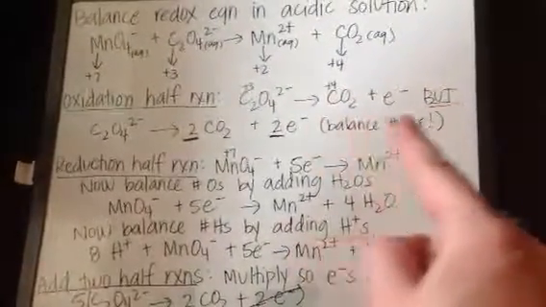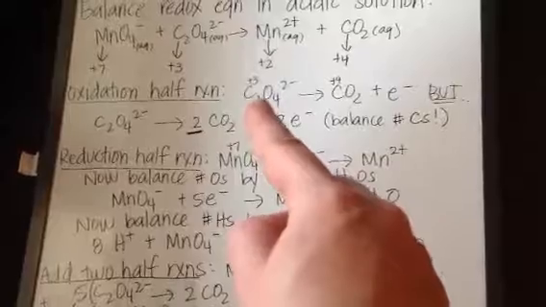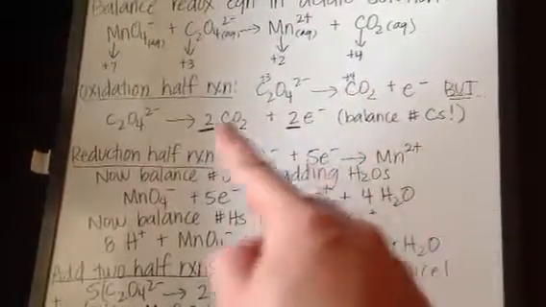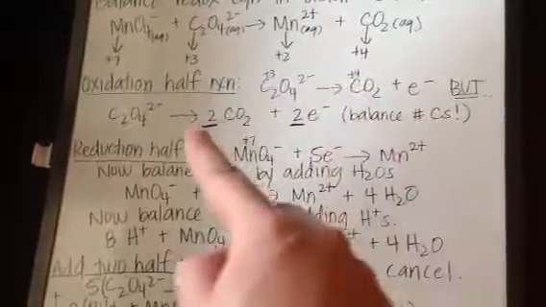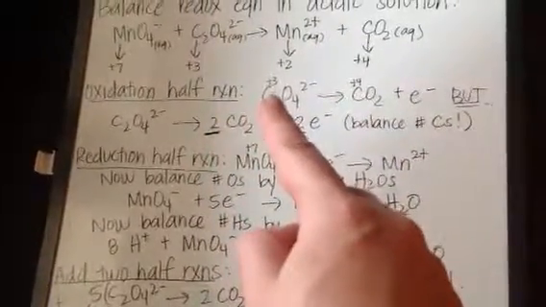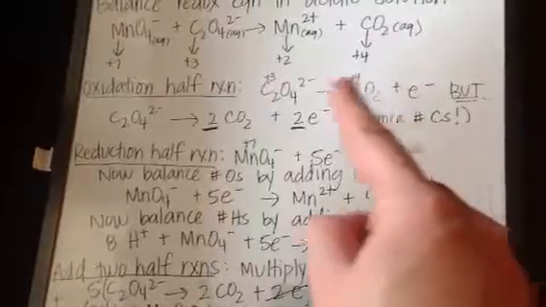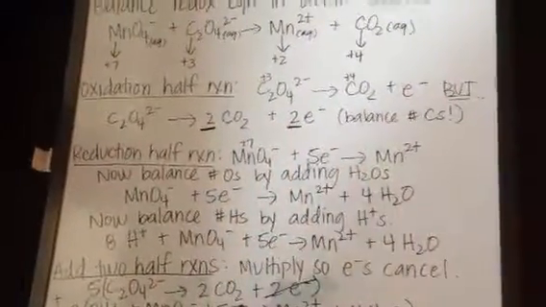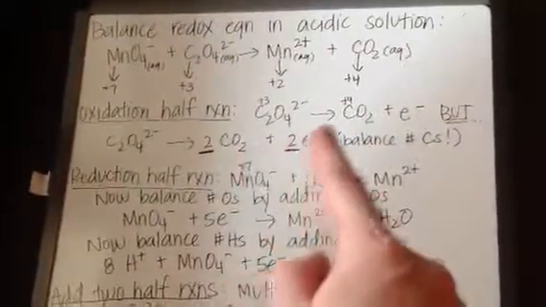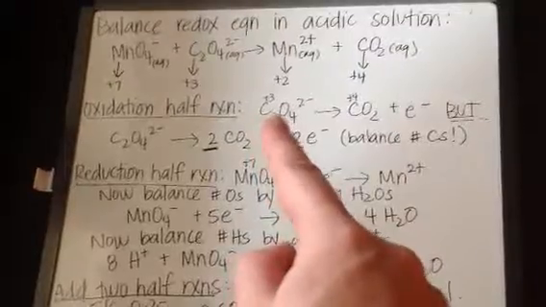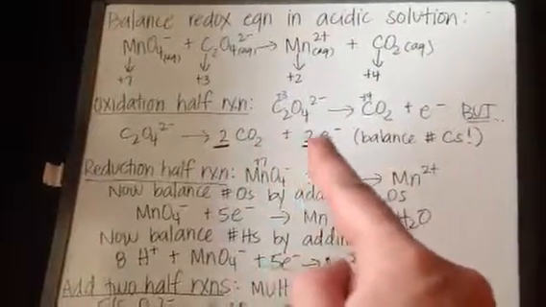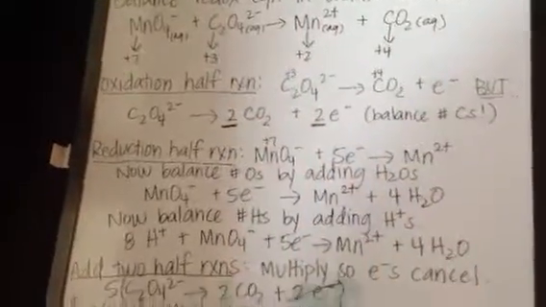But we've got to balance the carbons, right? There are 2 carbons on the reactants and only 1 carbon on the right. So we need a coefficient of 2 right here. So if 1 carbon loses 1 electron, then 2 carbons lose 2 electrons. And now my carbons and my oxygens are all balanced, right? 2 carbons on the left, 2 carbons on the right, 4 oxygens on the left, 4 oxygens on the right.